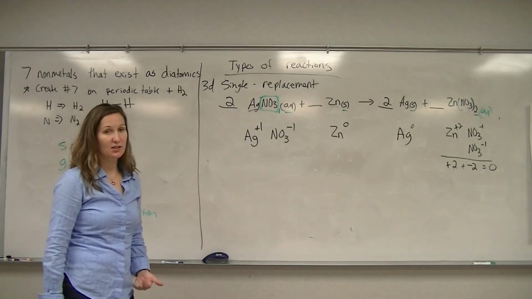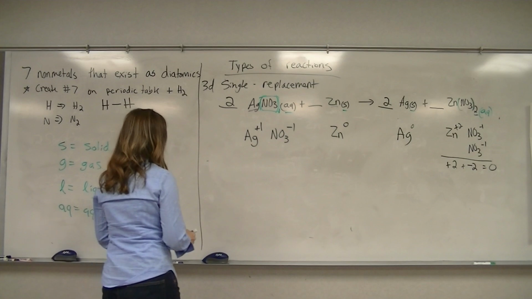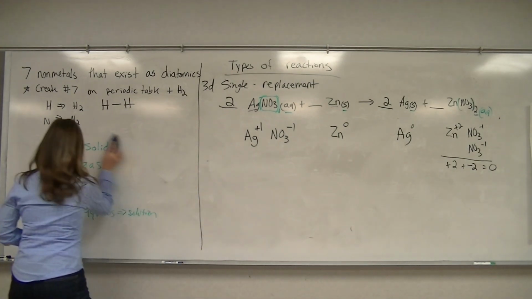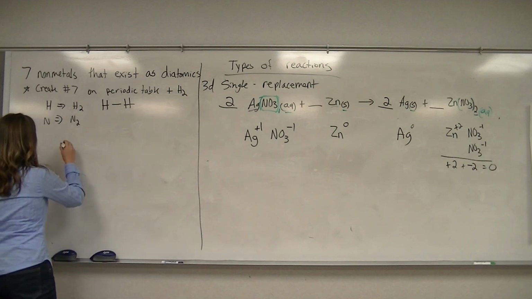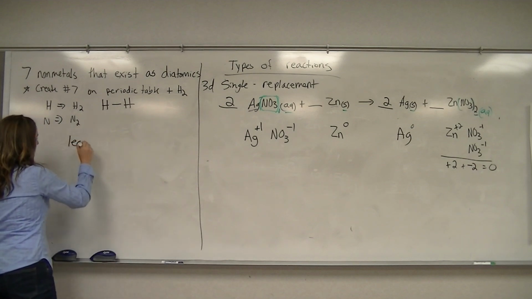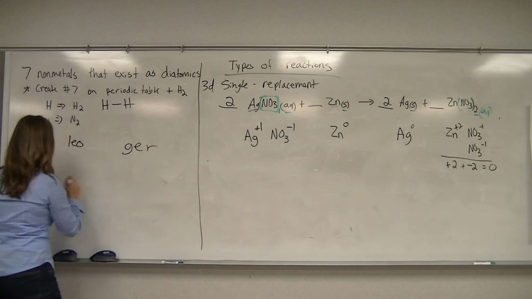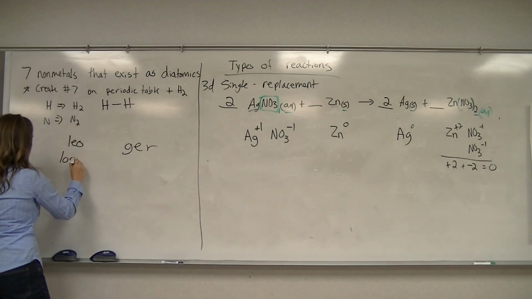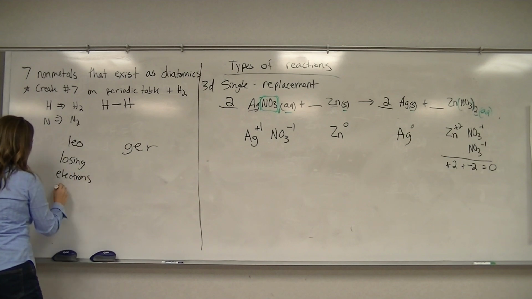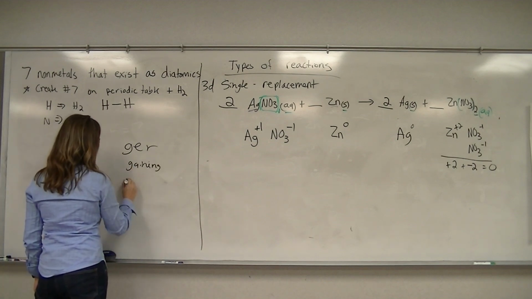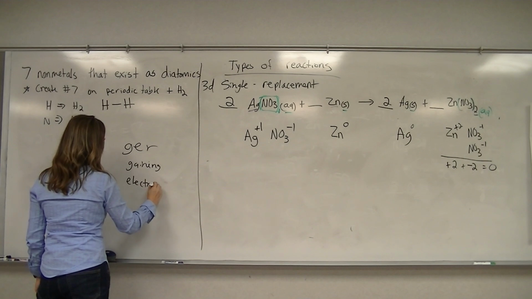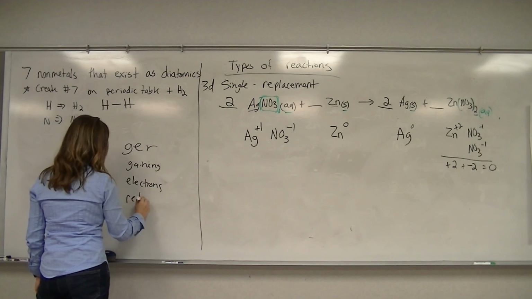So why do we need to know the charges? Because for redox reactions, I like to use the LEO the Tiger says GER mnemonic, I gave you a few of them. So losing electrons is oxidation, and then gaining electrons is reduction.